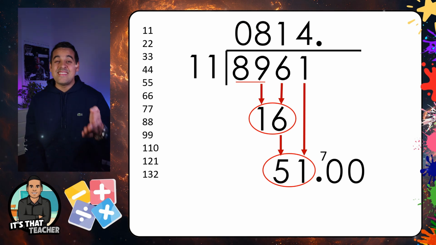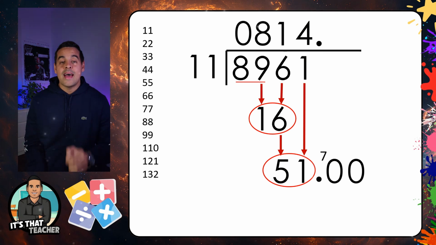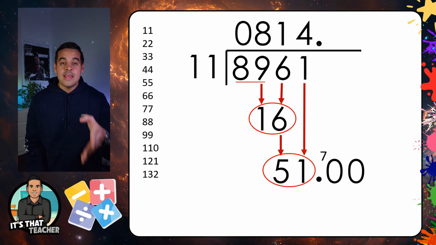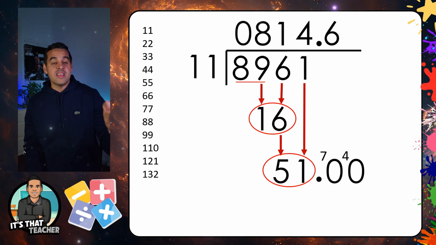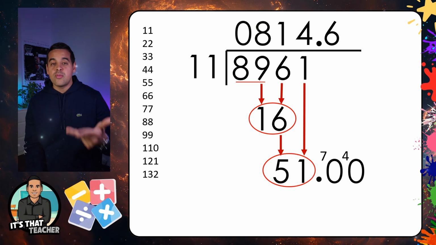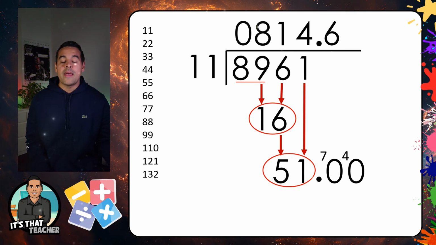Now, like I said, we had 7 remainders. You put it in front of the first 0 that we added. Now, how many 11s can fit evenly into 70? That would be 6 remainder 4, because we've used 66. So 11, 22, 33, 44, 55, 66. So 6, and we have 4 remainders.